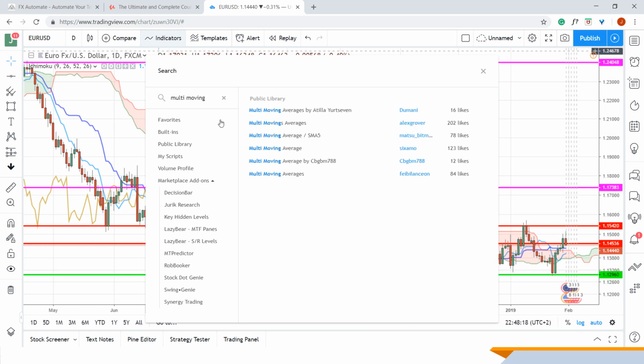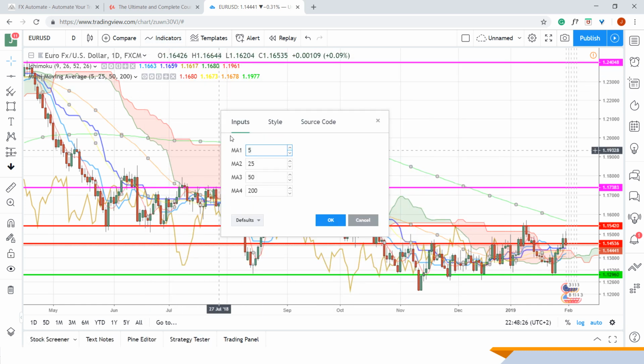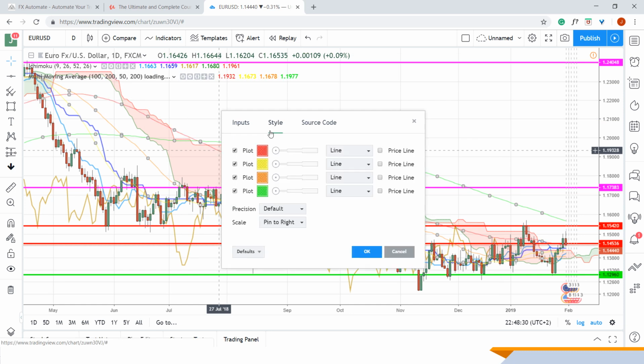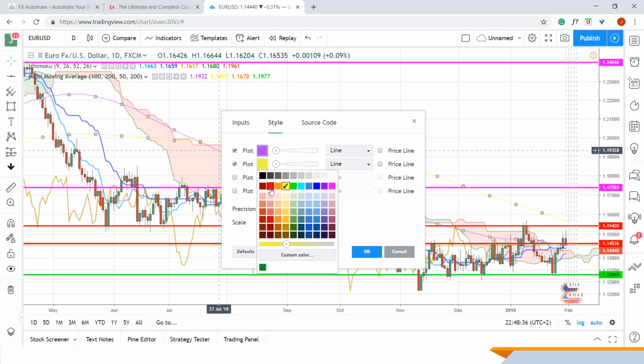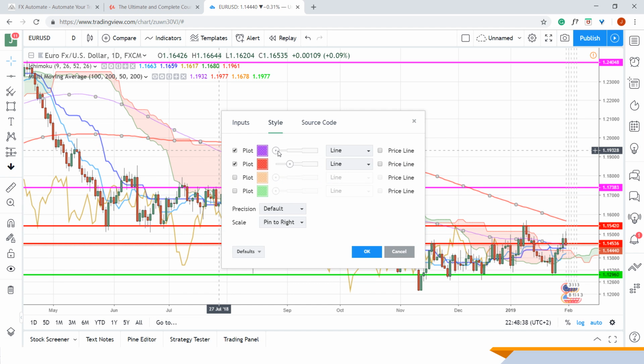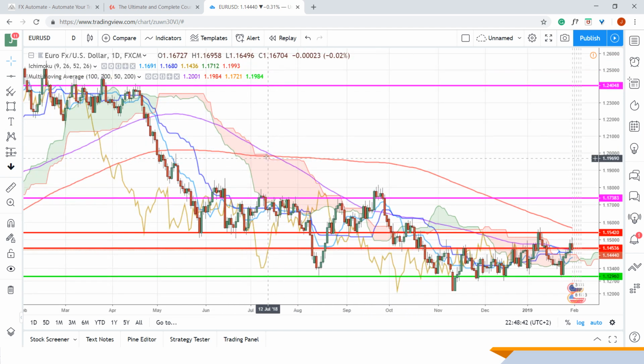Multi-moving. Let's use that one. And like I said, guys, I just want two moving averages. That would be your 100 and your 200 moving averages. I have no need for any other ones at this stage. So let's make the 100 purple, the other one red. There we go. Okay, and I'll explain to you guys why I find that important.